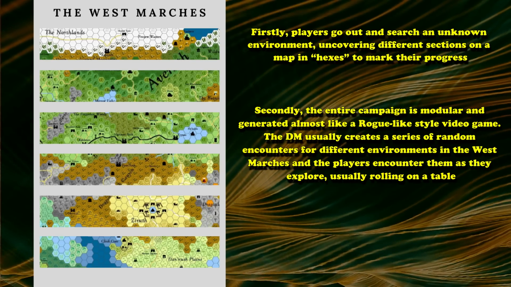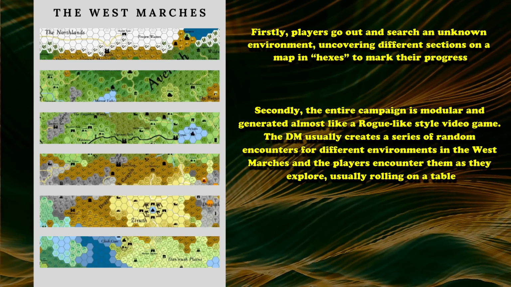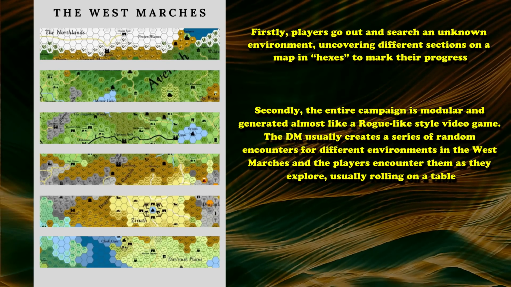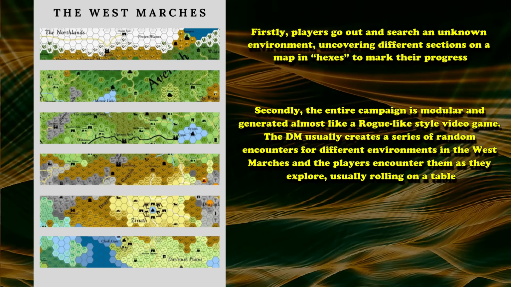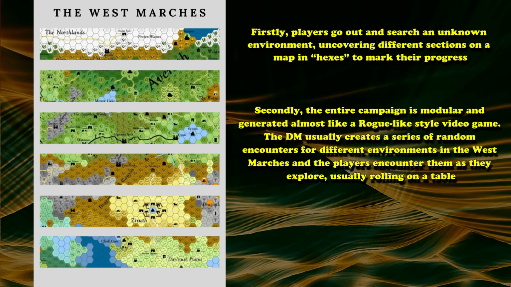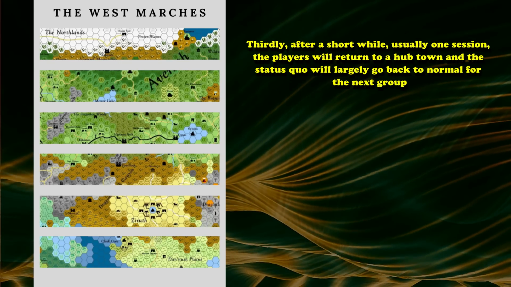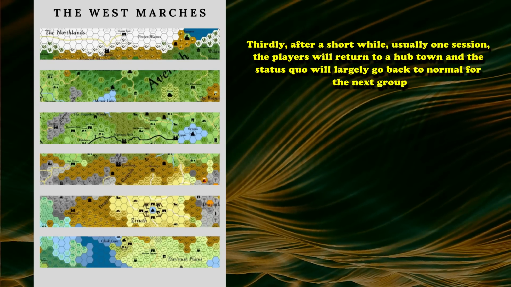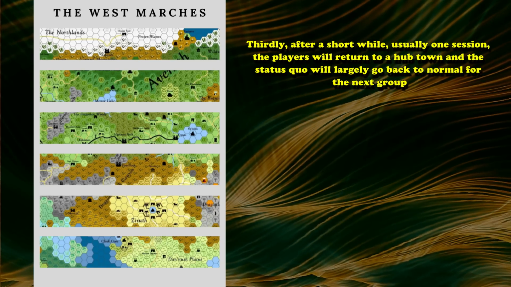The DM usually creates a series of random encounters for different environments in the West Marches, and the players encounter them as they explore, usually rolling on a table. You can see a lot of this design in many modern Wizards campaign modules whenever traveling is involved. A table of random encounters will be rolled on for players to experience to help break up the monotony of travel. Thirdly, after a short while, usually one session, the players will return to a hub town and the status quo will largely go back to normal for the next group.